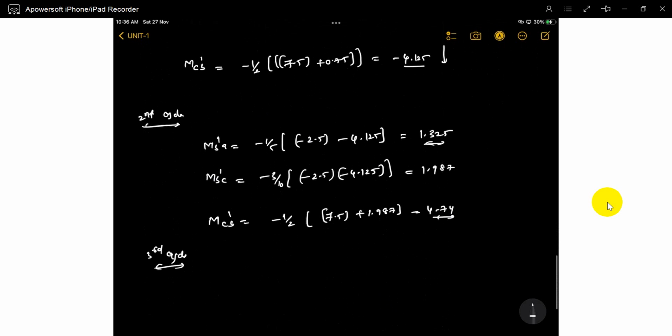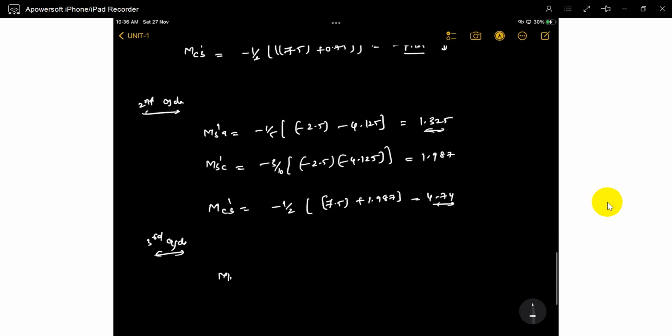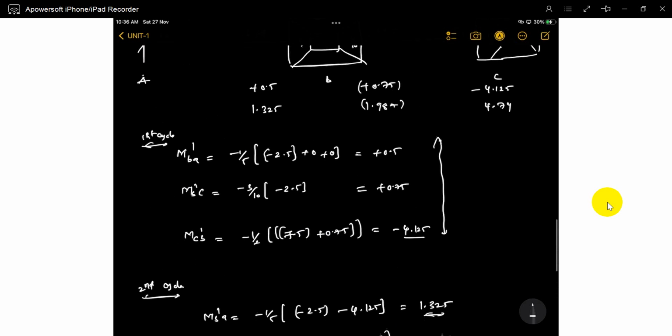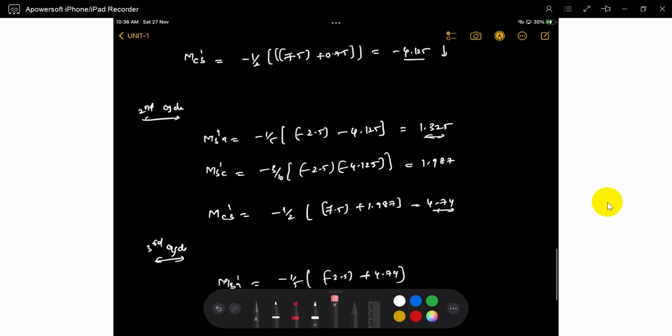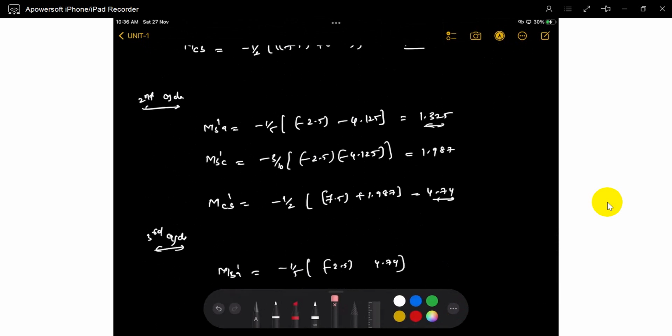Next we will go to third cycle. Again MBA 1 by 5, 2.5. Far end contribution is 4.74 now. Okay, now 4.74, it's a minus.